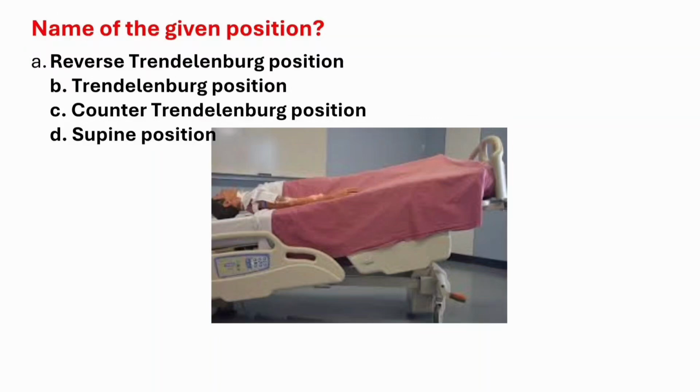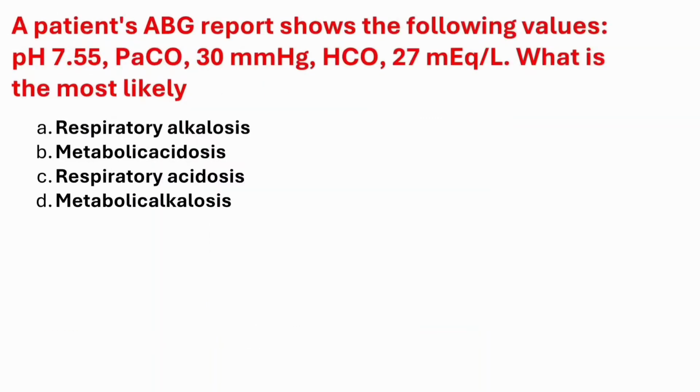Name of the given position. A. Reverse Trendelenburg position. B. Trendelenburg position. C. Counter Trendelenburg position. D. Supine position. The correct answer is B. Trendelenburg position.